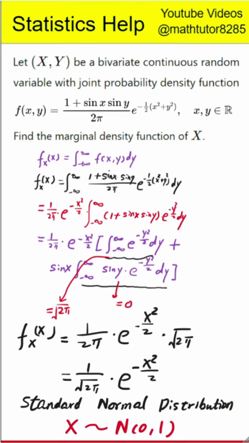Many students forget that the integral of sine of y times a symmetric bell curve is 0, since that's an odd function. Don't overlook symmetry when integrating. When finding marginal densities, always check if any part of the integrand is an odd function over a symmetric interval. That might cancel out and simplify the work a lot.